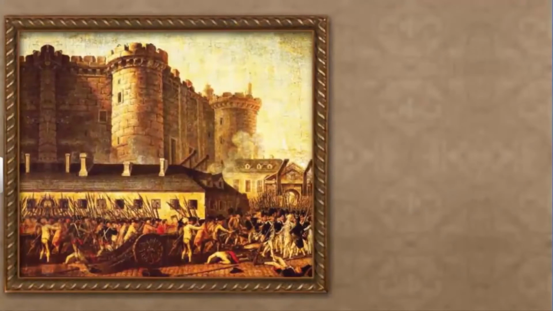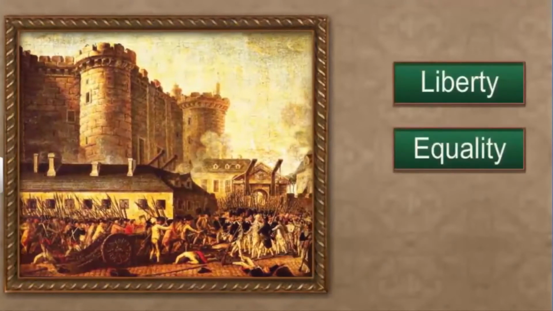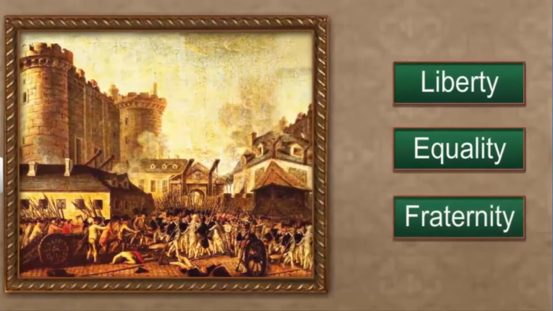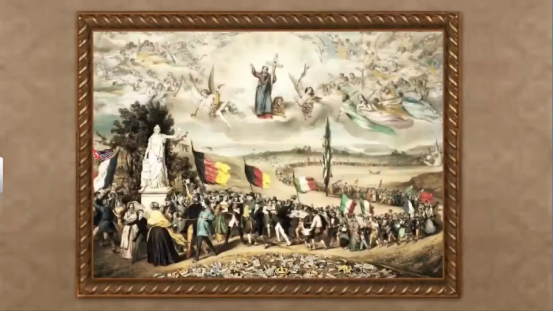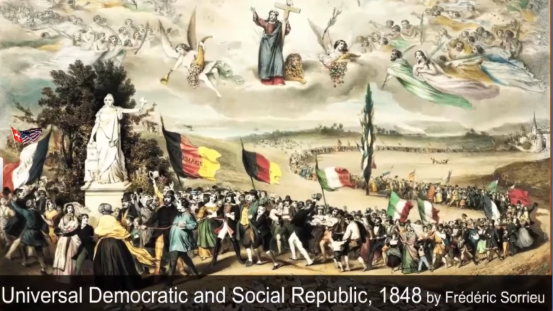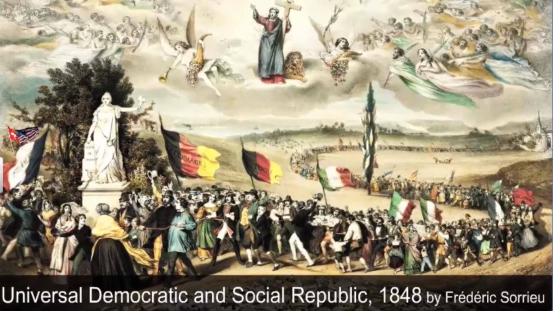The concepts of liberty, equality, and fraternity were touchstones of the French Revolution. This is a famous piece called Universal Democratic and Social Republic by French artist Frédéric Seurat. He had visualized a utopian world made up of democratic and social republics. Now, a utopian vision is the vision of a perfect society that is so ideal that it is unlikely to actually exist.